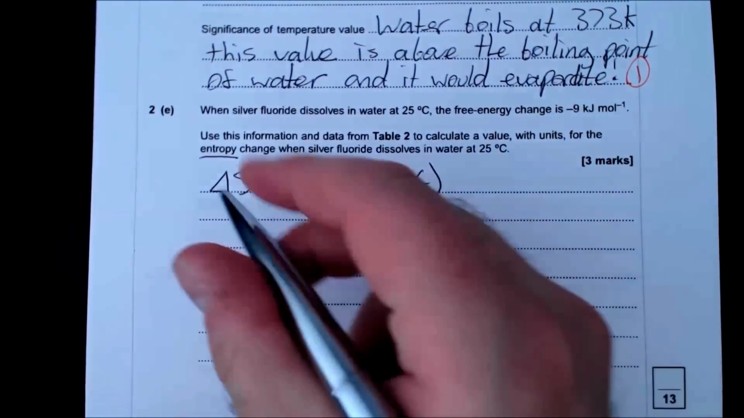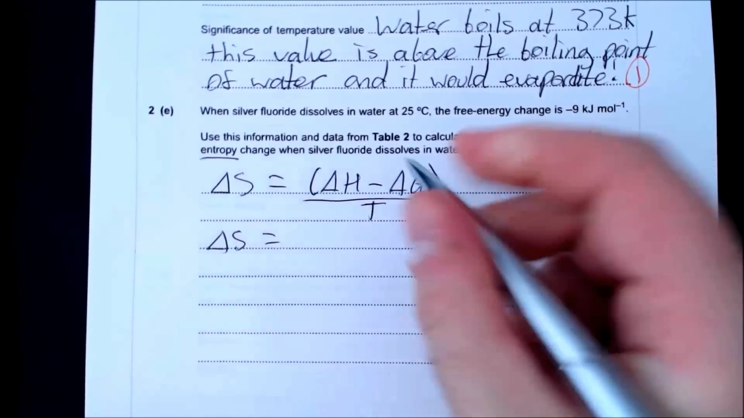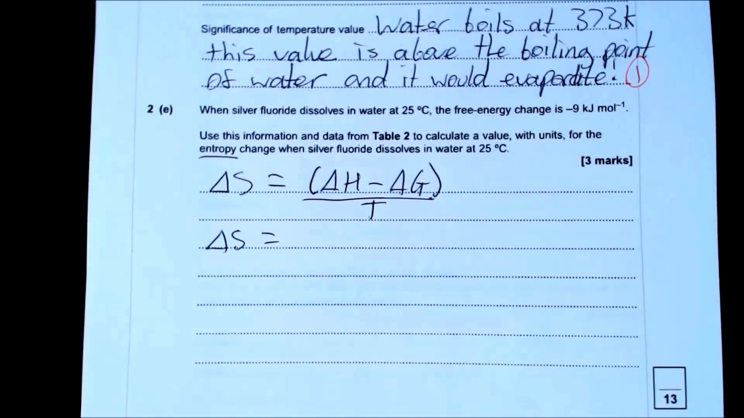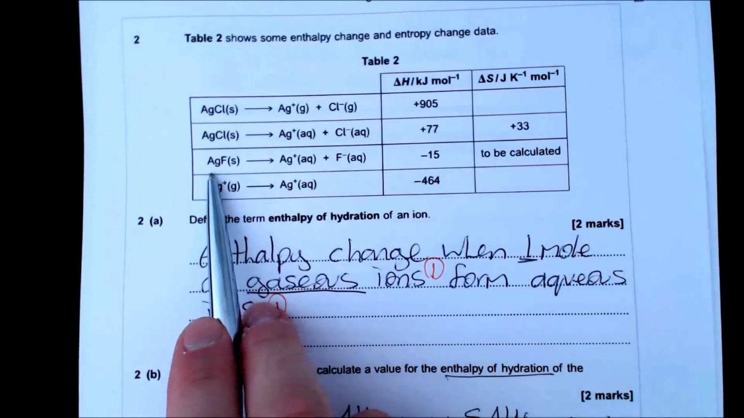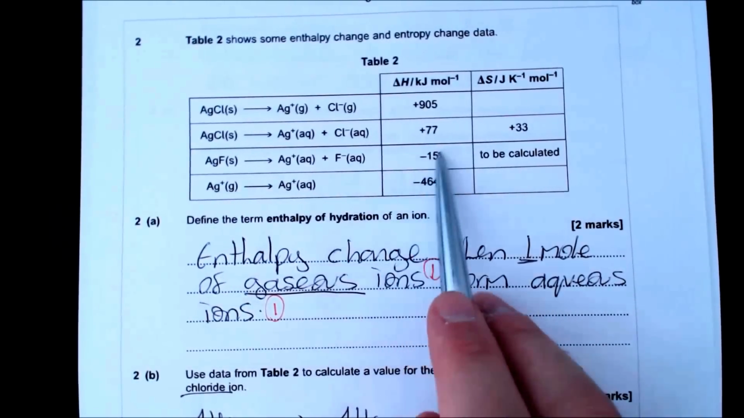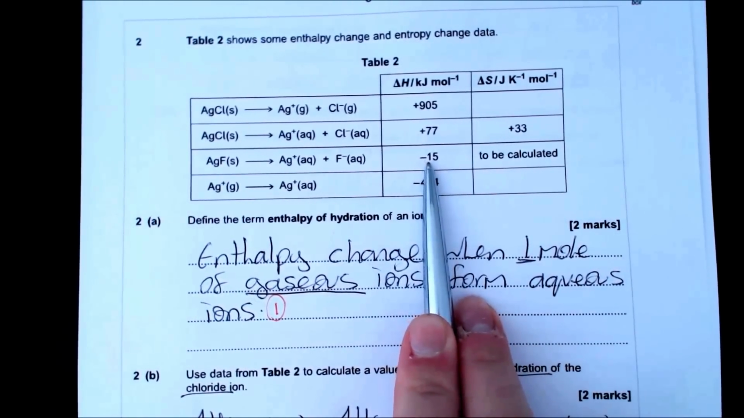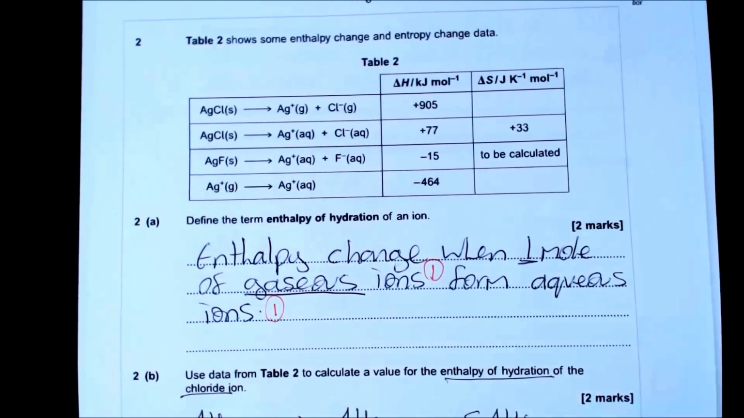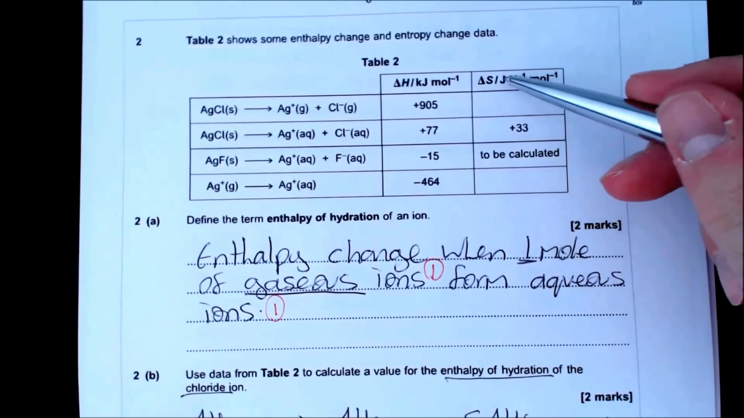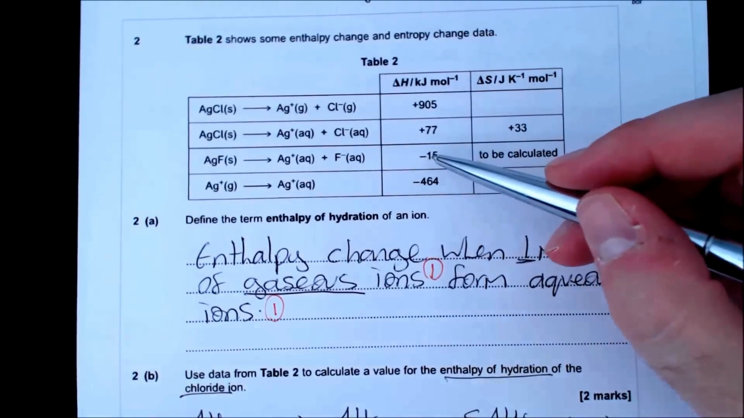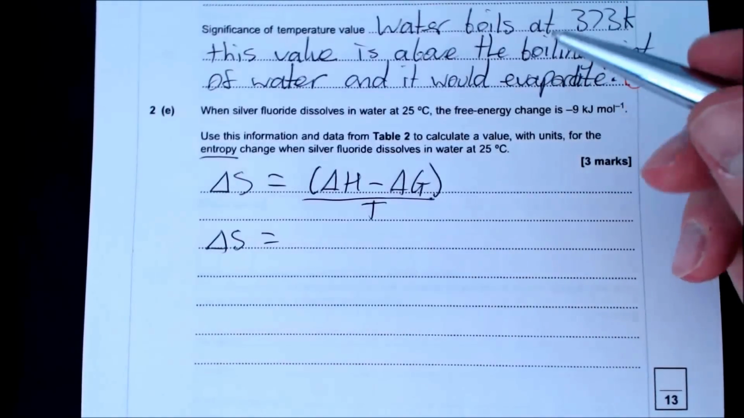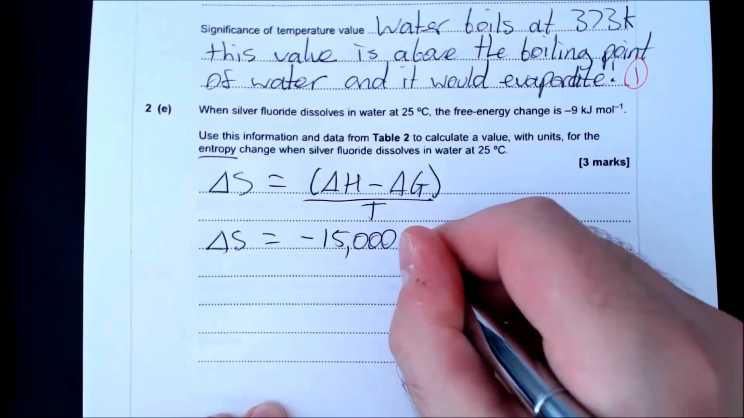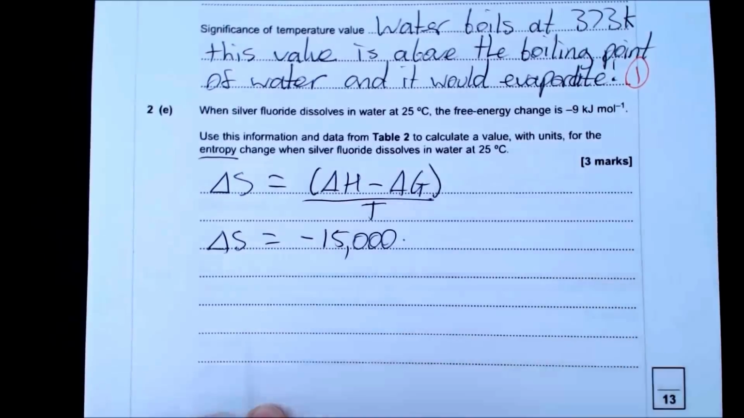Then what we have to do is just put our numbers in. So delta S, now the enthalpy change here, if we use table 2, so our enthalpy change is here. Now it's talking about silver fluoride, so the enthalpy change is minus 15. This is in kilojoules per mole. What I'm going to do is I'm just going to convert it into joules per mole, because the entropy value should be in joules anyway. So because it's in kilojoules, we'll do minus 15,000 joules. So we're going to put that there, minus 15,000 joules, and we're going to subtract that away from delta G.